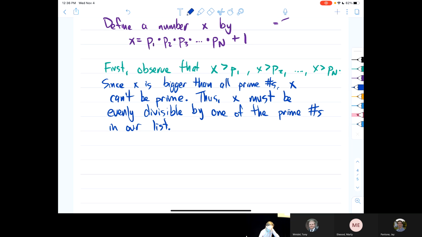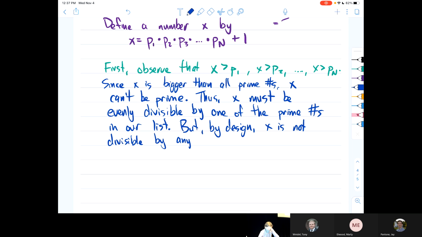We'd say, but by design, x is not divisible by any prime number, because it's one more than a multiple of each prime number.